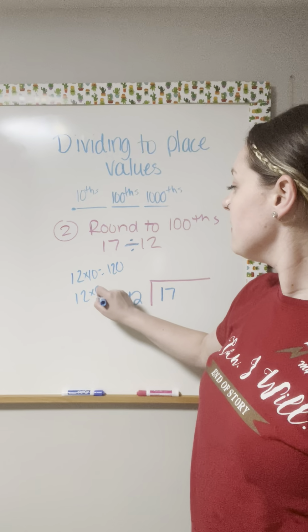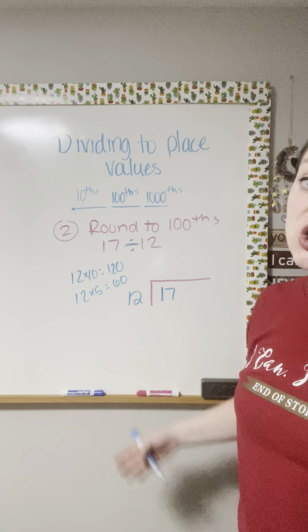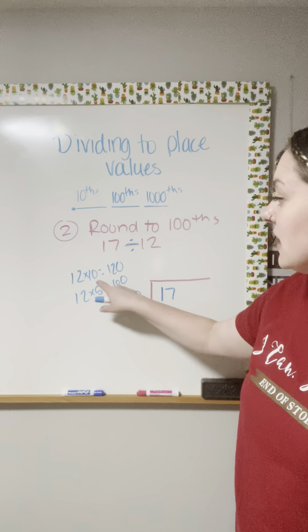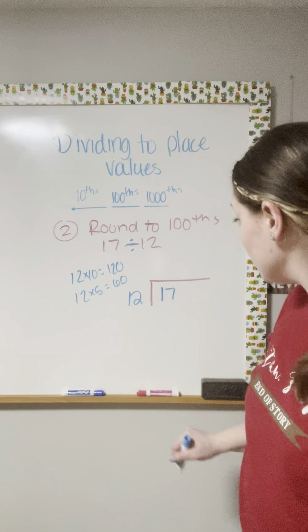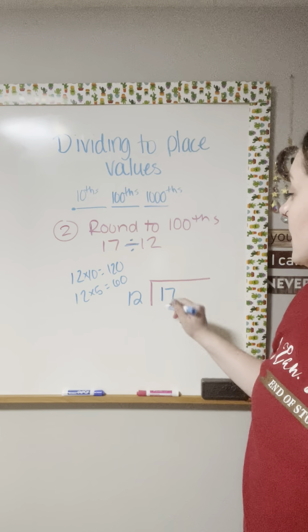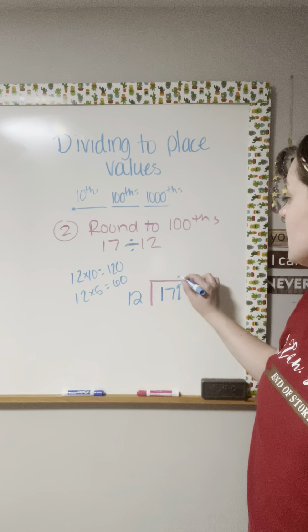12 times 5 is 60. And I know that because I use my mental math. So 5 is half of 10. 60 is half of 120. And then I'm going to the hundredths place, which is that second line. So I'm going to add my decimal, take it to the top.